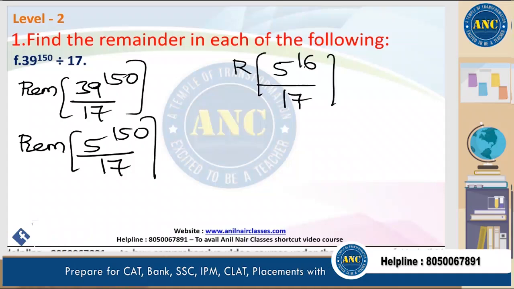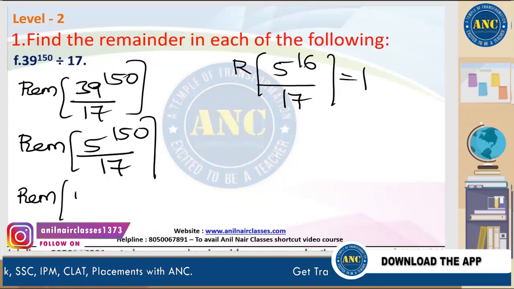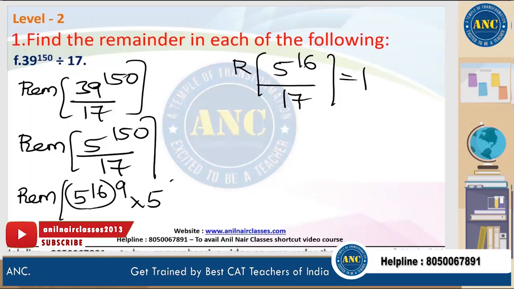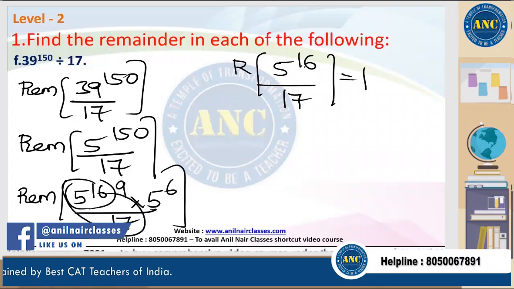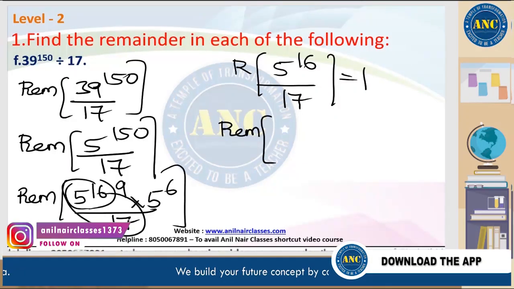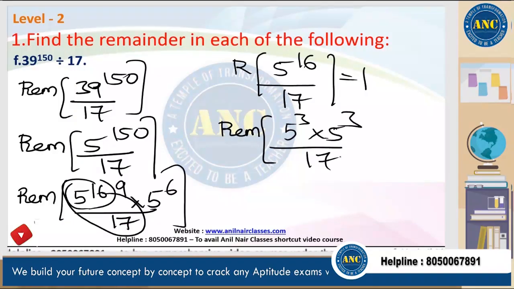16 divided by 17 is 1. If you want to use direct 16, you can use it. So it is nothing but 5 power 16 power 9, 144, into 5 power 6 by 17. This 1. Remaining is nothing but 5 cube into 5 cube divided by 17.